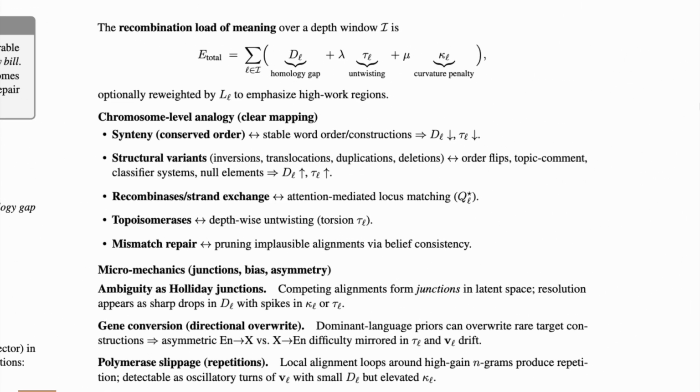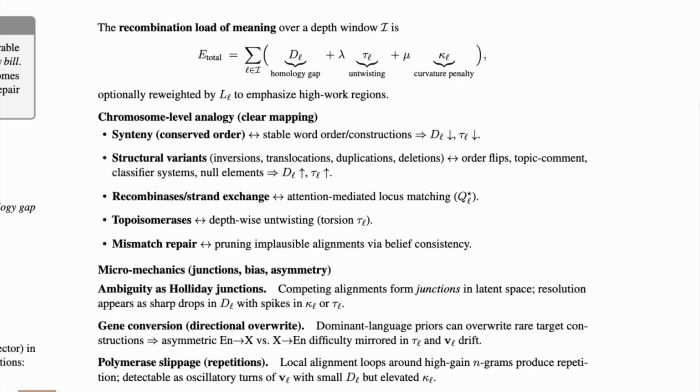We define one difficulty score, E total. It is the layer-wise sum of three terms: the homology gap d sub L, which is the residual distance after optimal rotation; an untwisting cost tau sub L, which measures misalignment of belief directions; and a curvature penalty kappa sub L, which captures how much the aligned basis bends with depth. You may weight each layer by its thermodynamic length L sub L to emphasize regions where the model does the most work. Low E total means a smooth splice of meanings. High E total means the model must both bridge a gap and untangle paths.